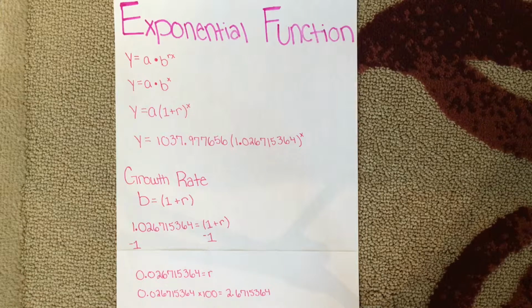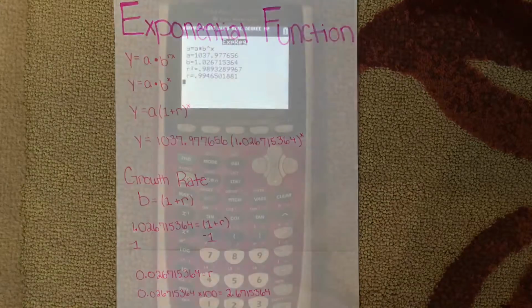Here we find that the growth rate of our exponential regression is 2.67%. Using the calculator, we can also find the model of our logistic function using our data.